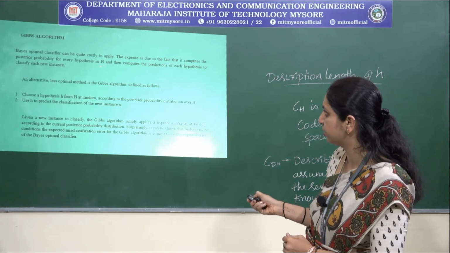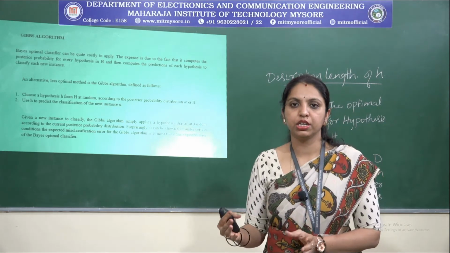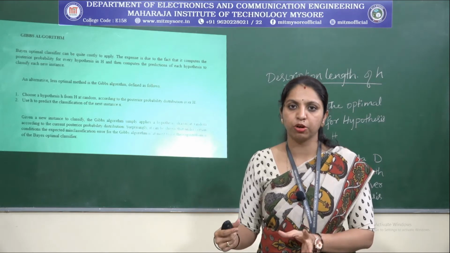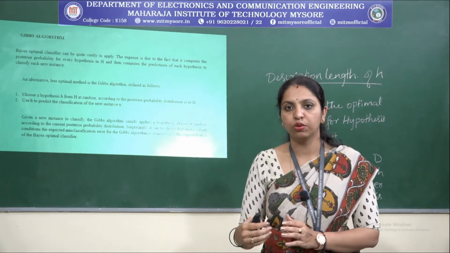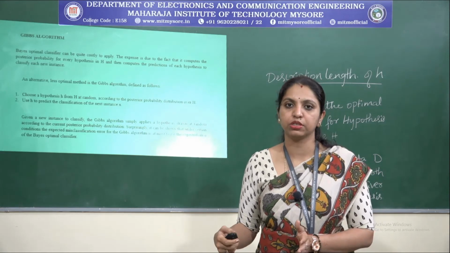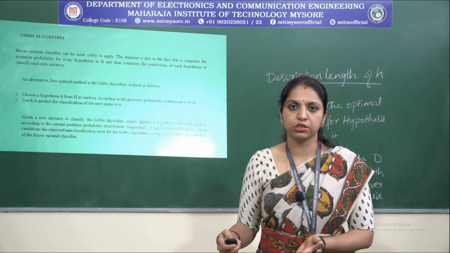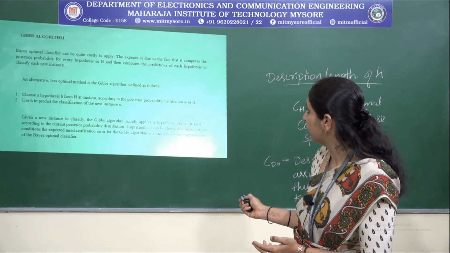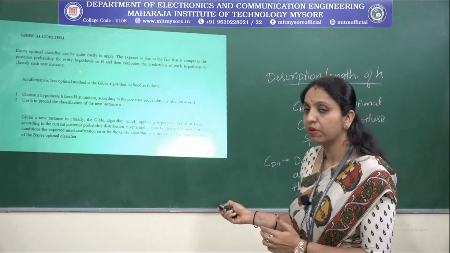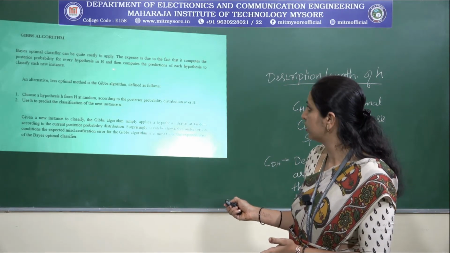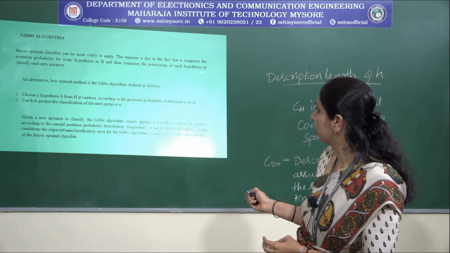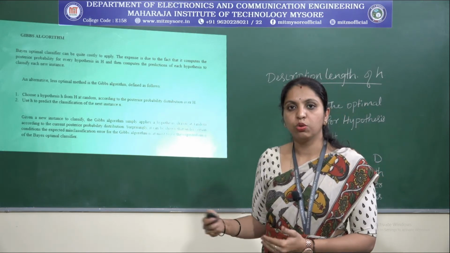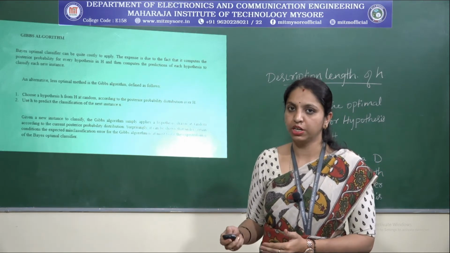The expense is due to the fact that it computes the posterior probability for every hypothesis in H. As I have already discussed initially, we can find a set of hypotheses. For all the hypotheses, a posterior probability will be calculated, and then out of the set of hypotheses, it will choose only one hypothesis. We call it the most probable hypothesis. Since it computes the posterior probability for every hypothesis H, it is a bit costlier. Then it computes the prediction of each hypothesis to classify each new instance. To overcome this problem, the Gibbs algorithm was introduced.